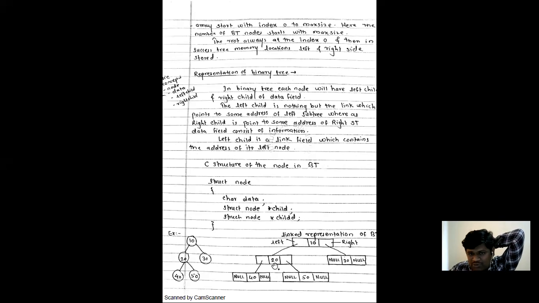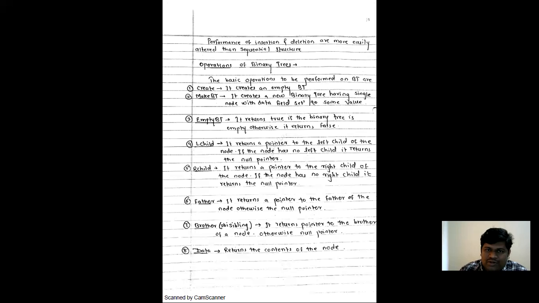If you are storing the address of 20, then 20 is connected at the left side of this node, and for the right, if you are storing the address of 30, it is connected with 30. Again 30 will connect with the next two, and 20 will connect with the next two likewise. So this binary tree will grow from top to bottom. Insertion and deletion are performed more easily than in the sequential structure.